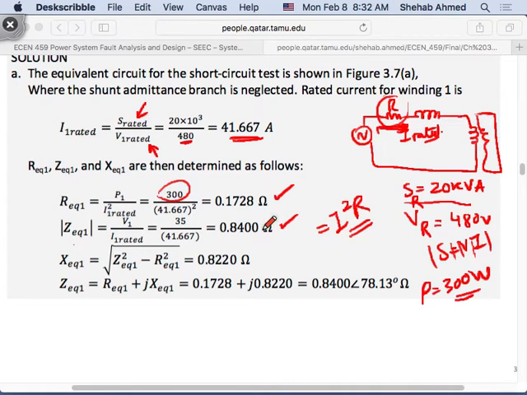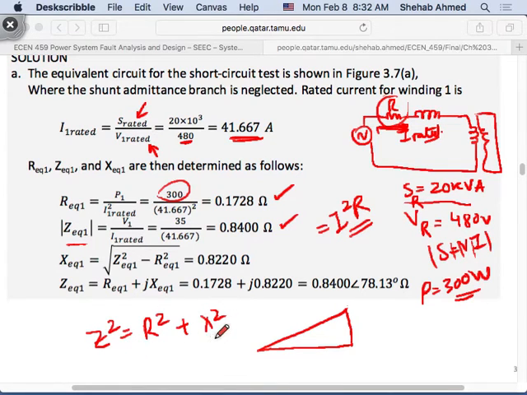I now need to extract from this magnitude of impedance my reactive component. So I have the R, and I have my Z as a magnitude, but I don't know how much X I have at the moment. But from the Pythagorean theorem, I know that Z squared is equal to R squared plus X squared, right? So I can solve for X in this case. Given Z as a magnitude, and given R as a magnitude, I should be able to solve for my reactance, X.